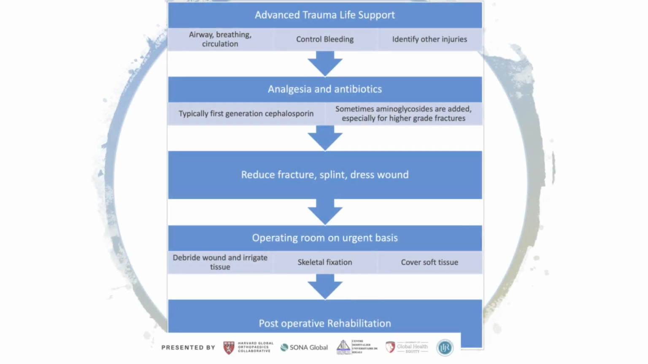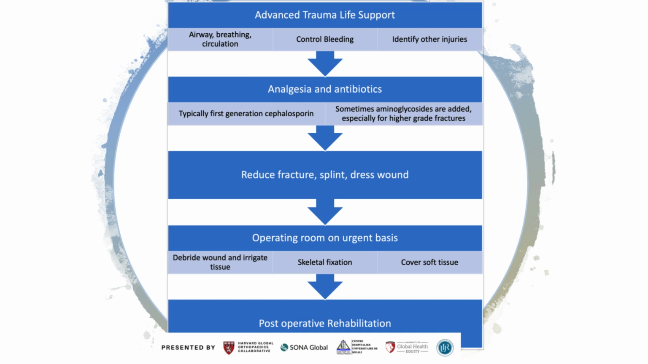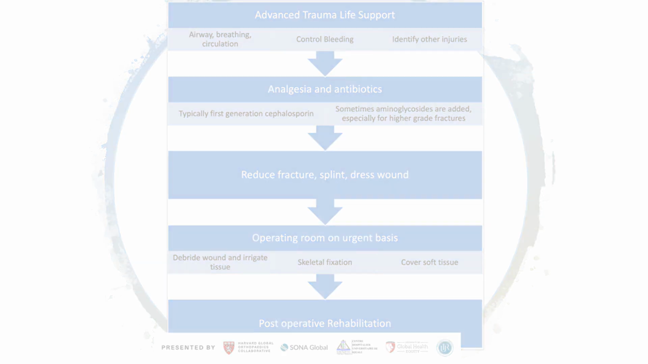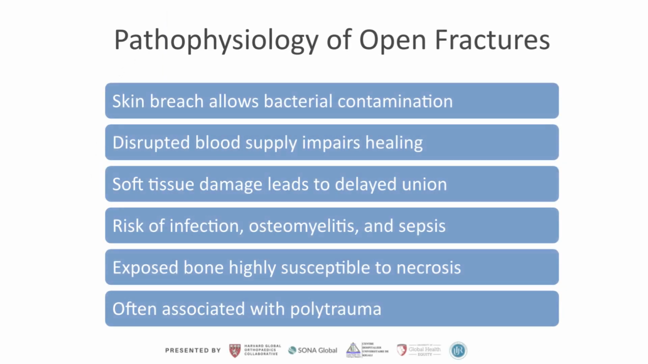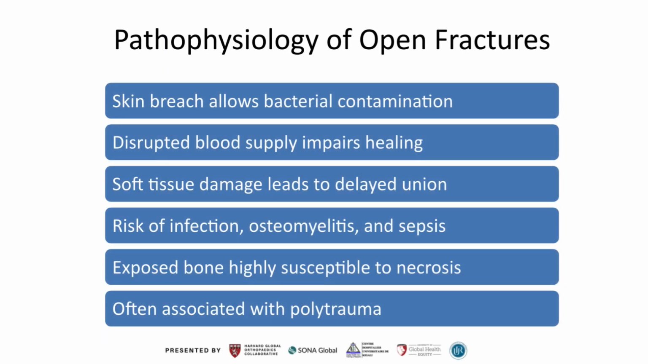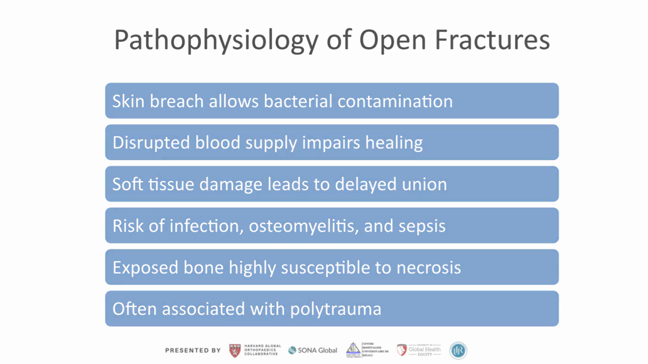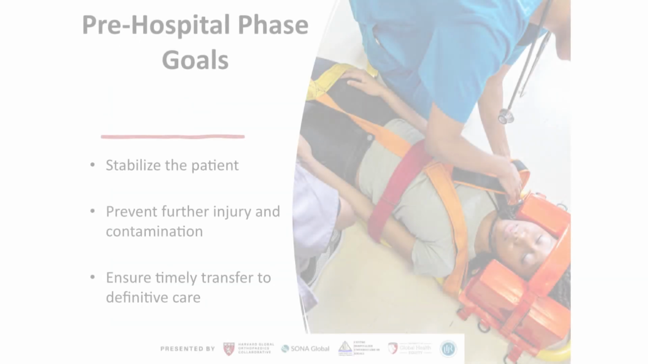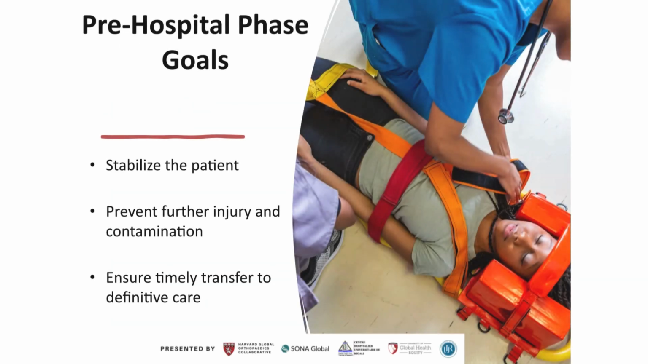So this is all of the management that Edward has talked about, but I will be focusing on the pre-hospital and the initial management. The pathophysiology we all know. The goals of pre-hospital care are to stabilize the patient, because open fractures are not only limb injuries, they arise from high energy, and you want to prevent further injuries and contamination.